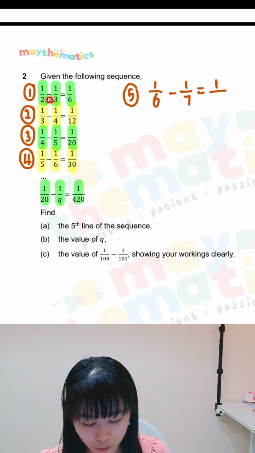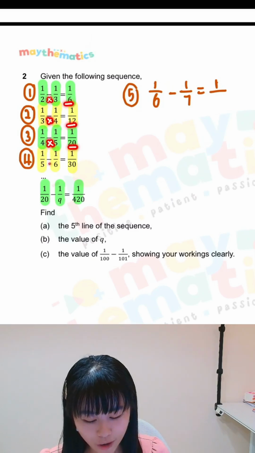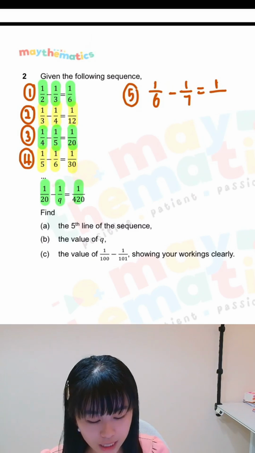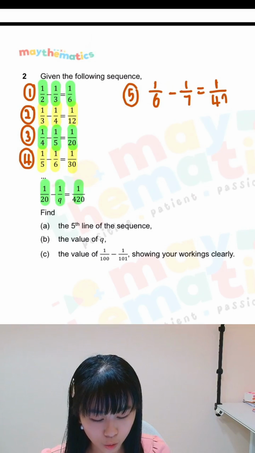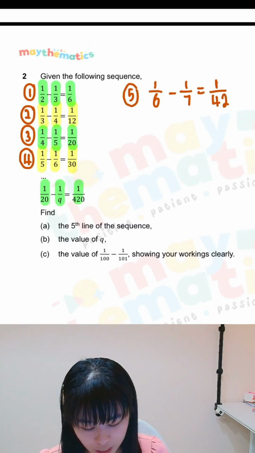Because 2 times 3 give you 6. 3 times 4 give you 12. 4 times 5 give you 20. 5 times 6 give you 30. Correct. So 6 times 7 give you 42. Okay? So the fifth line of the sequence, right?